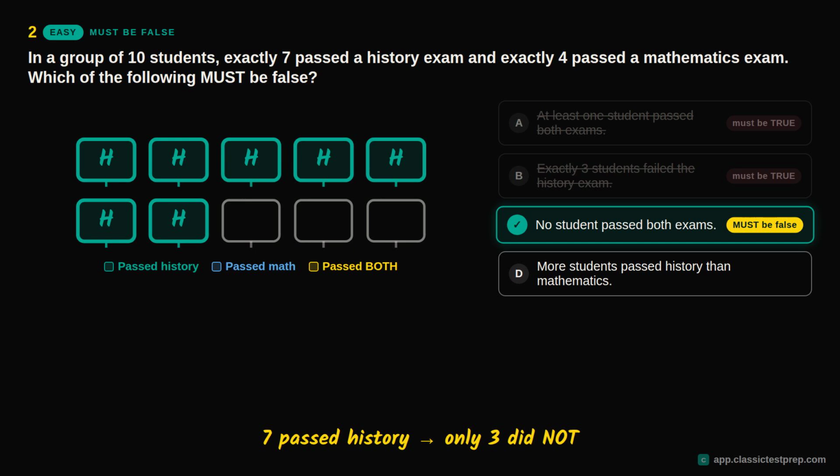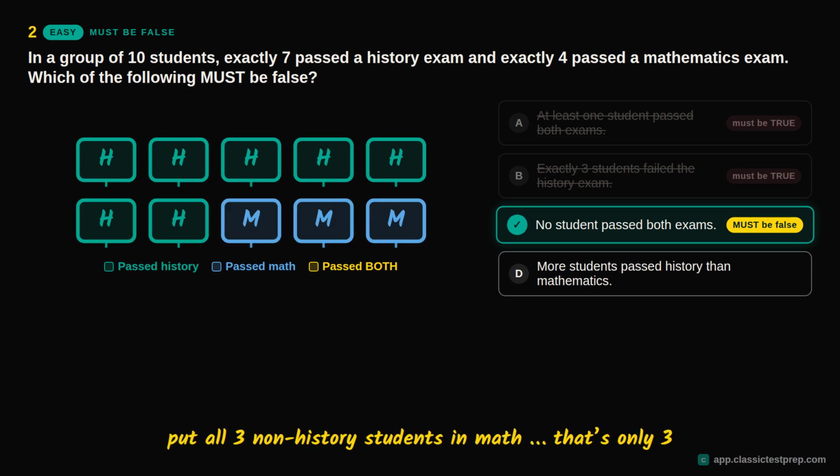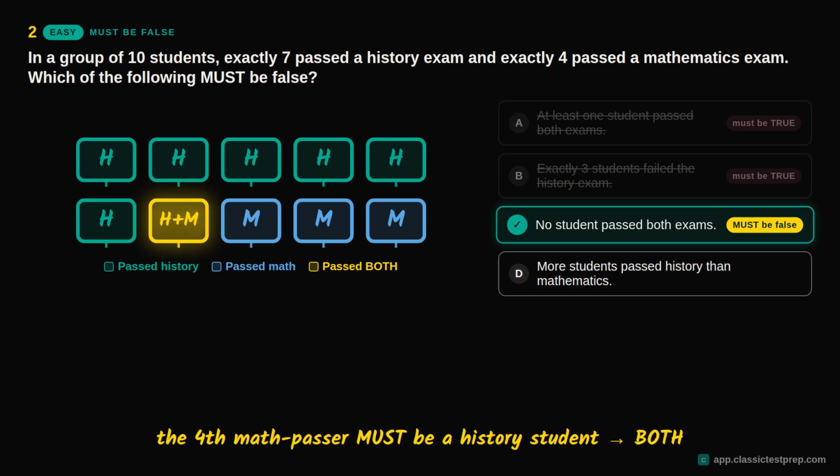There are 10 students in the classroom. 7 of them passed the history exam, which means 3 of them did not. 4 of them passed a mathematics exam, which means even if the 3 students that did not pass the history exam passed the mathematics exam, there would be 1 student who passed both exams. So statement C must be false. Statement C says that no student passed both exams. That is false. At least 1 student must have passed both exams. So the correct answer is C.